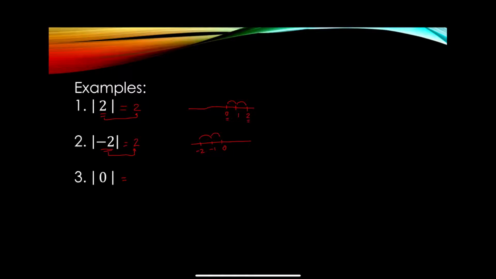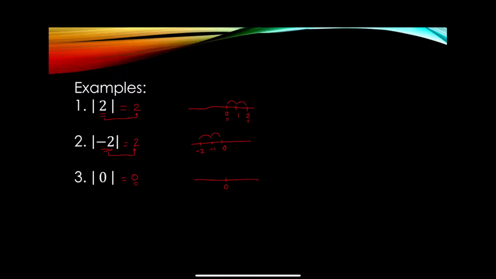Now, what's the absolute value of 0? The distance between 0 and itself is 0. Do you remember what I said? I said the absolute value should be non-negative because it's possible for the absolute value to be equal to 0.